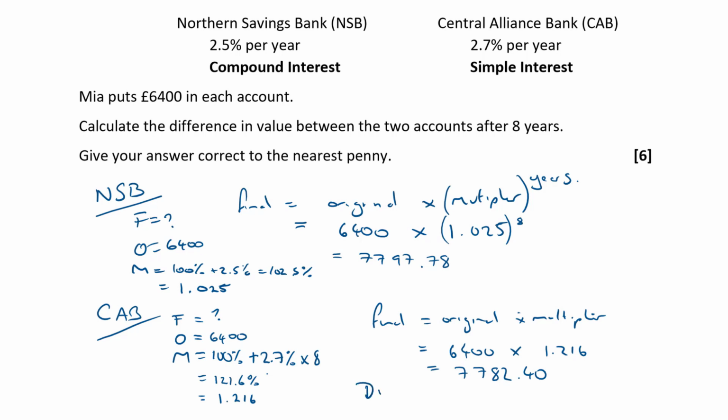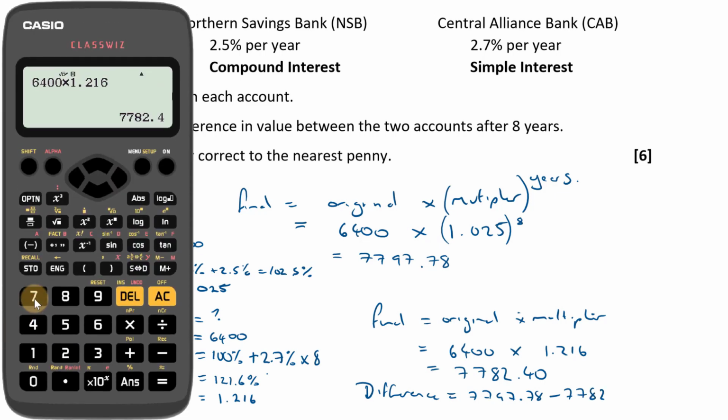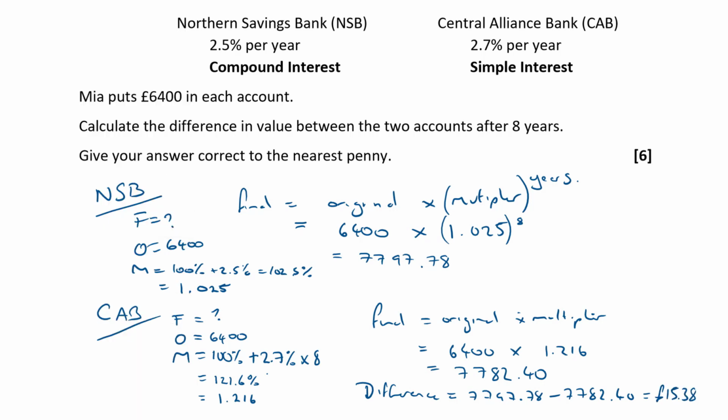So then the difference is going to be 7797.78 subtract 7782.40. What's that then? 7797.78 subtract answer. That comes out to be a difference of £15.38. Okay, that's my final answer then. That's my difference to the nearest penny.